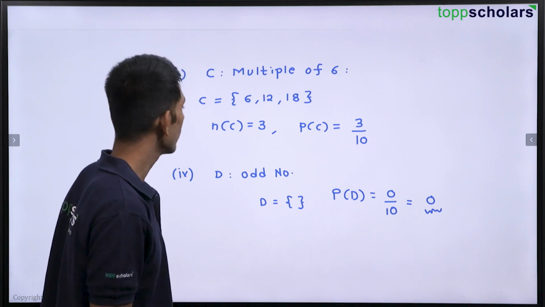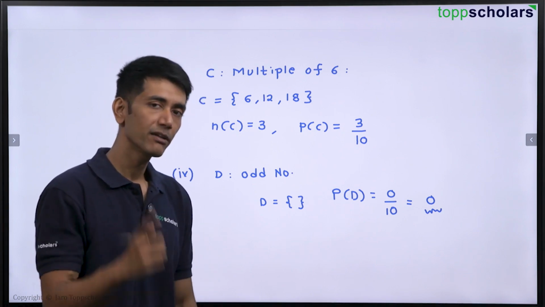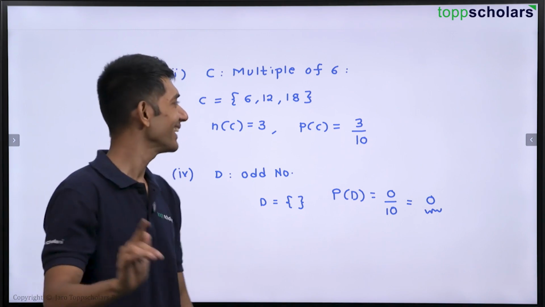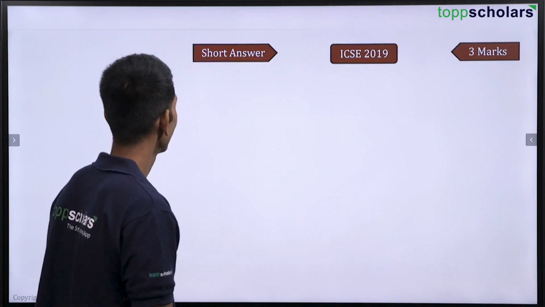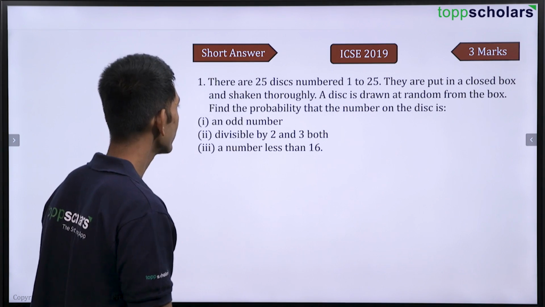So I hope you have understood all the 4 questions here of probability first part, that is the first question. Let's continue further. Okay, so let's have a look at a new question now. This is a 3 marker.